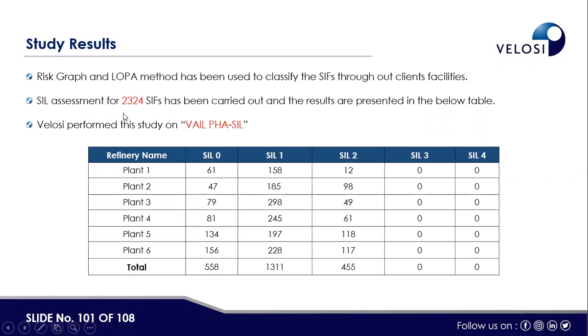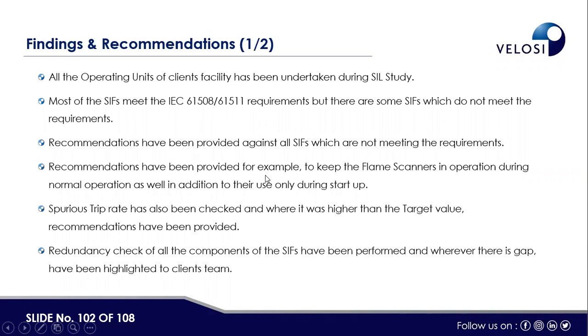So we have assessed the SIL for 2,324 SIFs, and all this study was carried out by using VAIL-PHA SIL. So of the total number of SIFs, we have classified 558 SIFs as SIL 0, 1,311 as SIL 1, and 455 SIFs were classified as SIL 2. There was no SIF classified as SIL 3 or SIL 4. Then we have given certain recommendations.